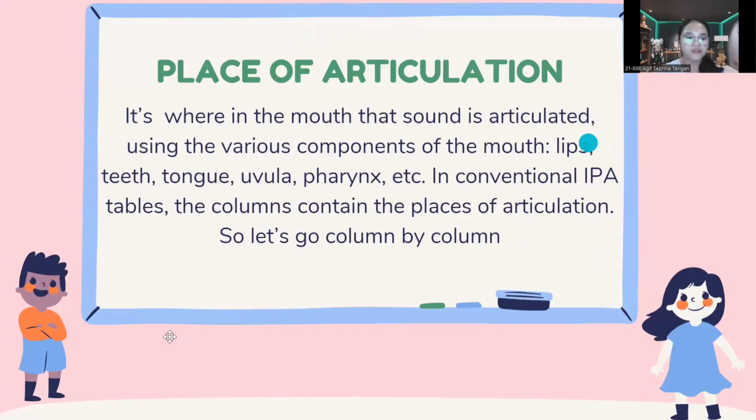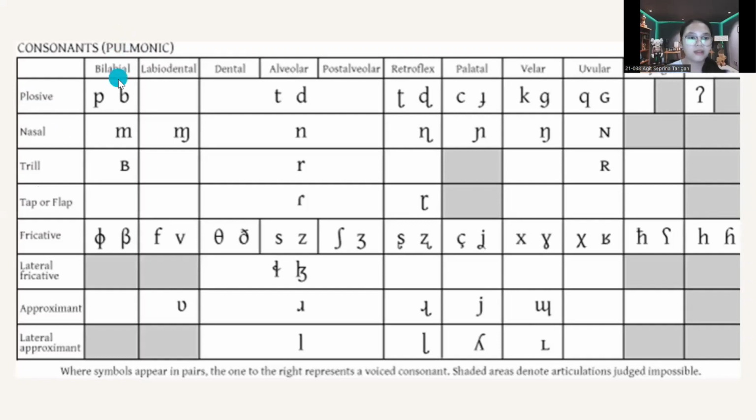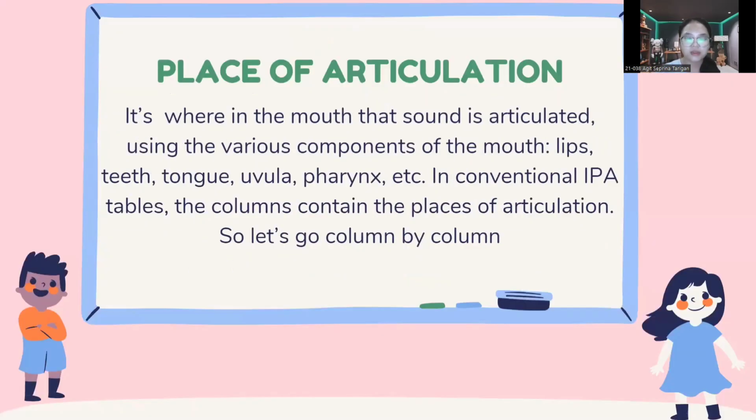Next is place of articulation. It is where in the mouth that sound is articulated using the various components of the mouth: lips, teeth, tongue, uvula, pharynx, etc. In conventional IPA tables, the columns contain the place of articulation. So the columns here, bilabial, labiodental, here are the place of articulation. Let's see the explanation of those.